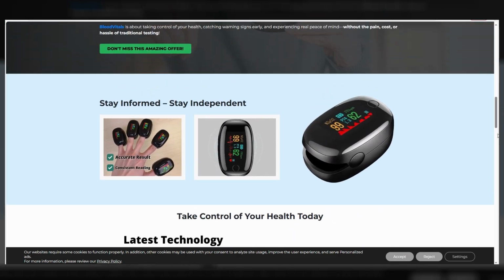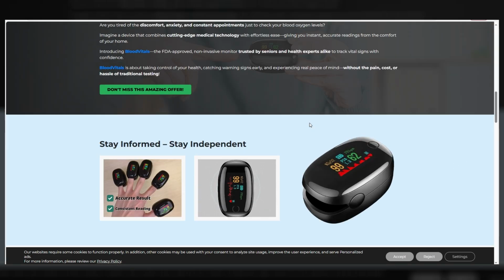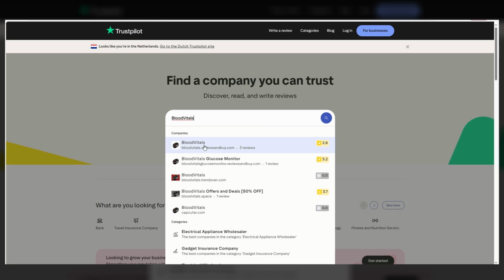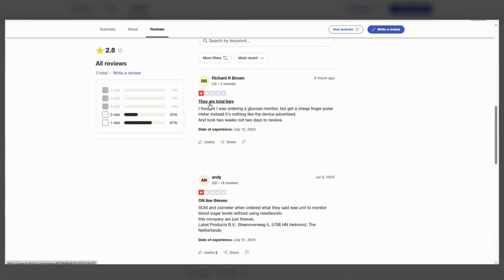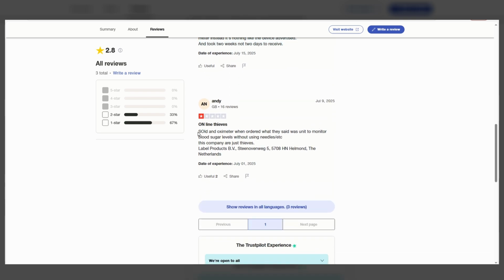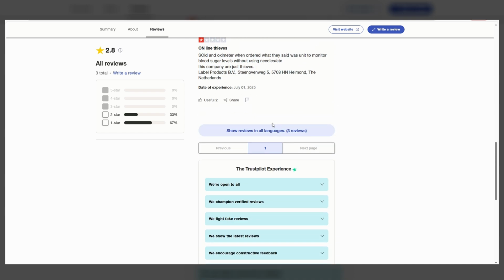There have also been a lot of customer complaints on sites like Trustpilot. People say they thought they were buying a blood sugar monitor, but ended up getting a basic pulse oximeter instead. So it's not like the device never shows up. It usually does. It's just that what's advertised doesn't match what you get.